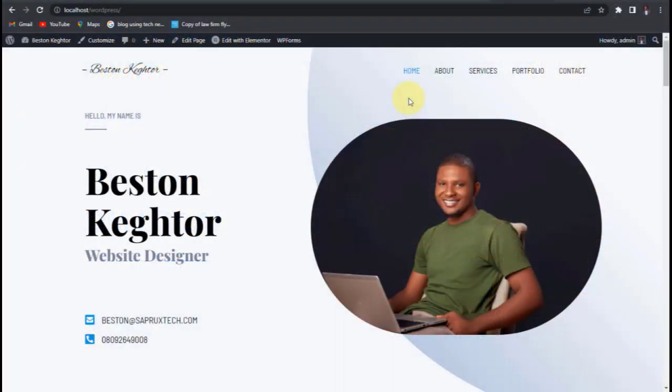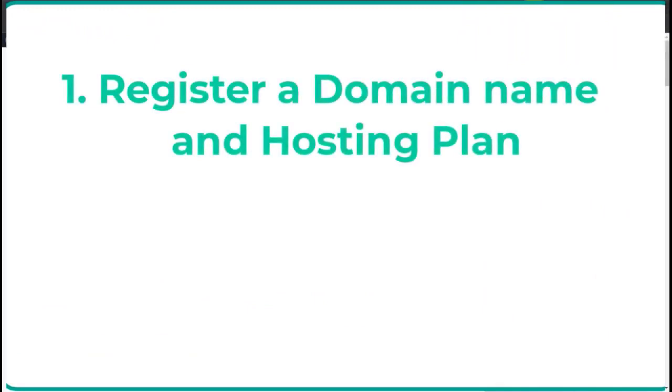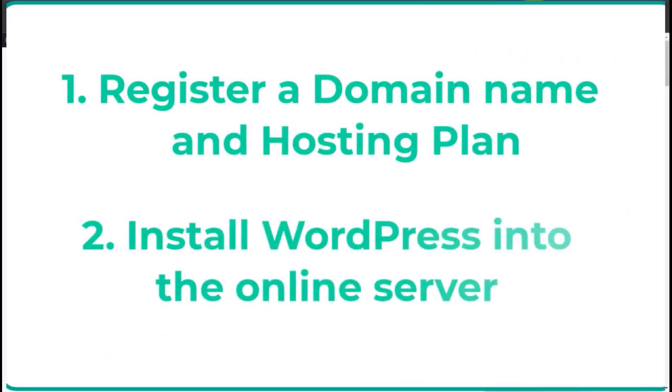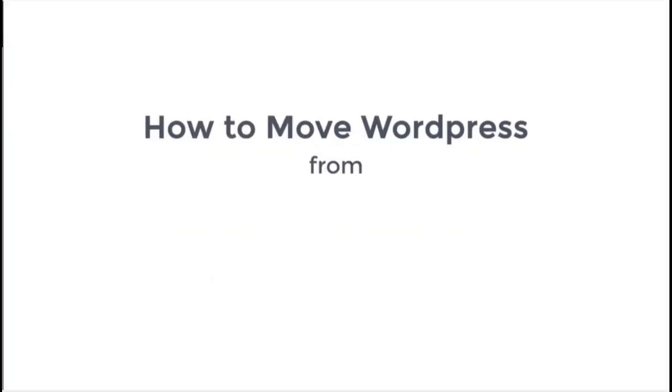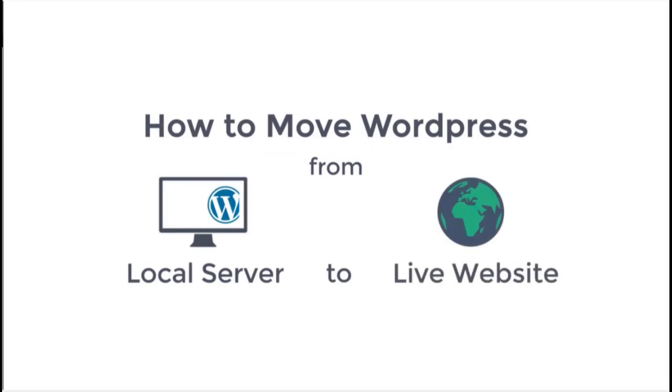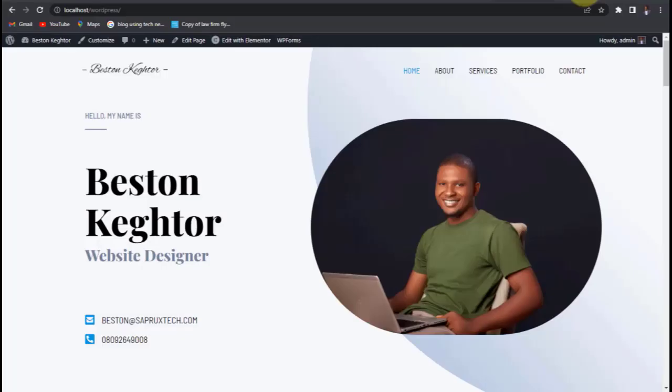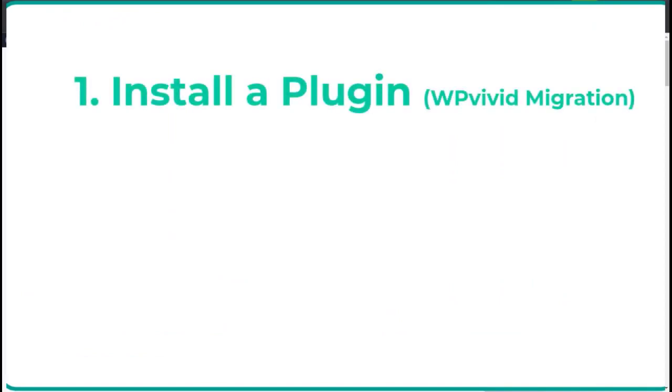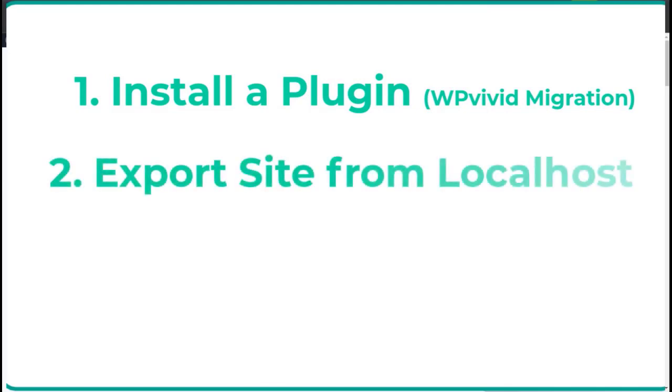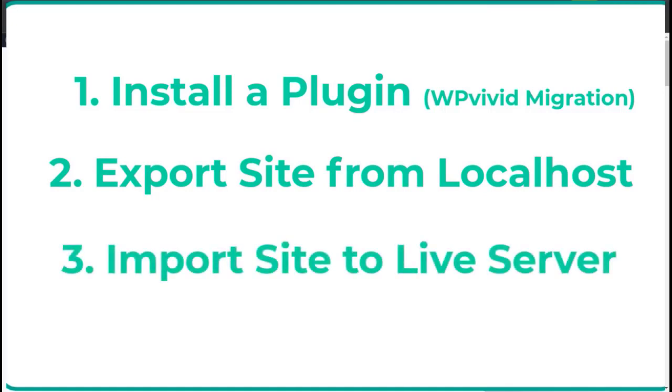So before we do this, we must have done two things. One, we must have bought a domain name and a hosting plan. And the second thing is, you must have installed WordPress on your hosting plan. All right, so I'm going to teach you this in three steps. First thing you need to do is to install plugin. You're going to install this plugin on your local host and on your live server. The second thing is you are going to export your website from your local server. And then the third thing is to import it on your live server on the internet.